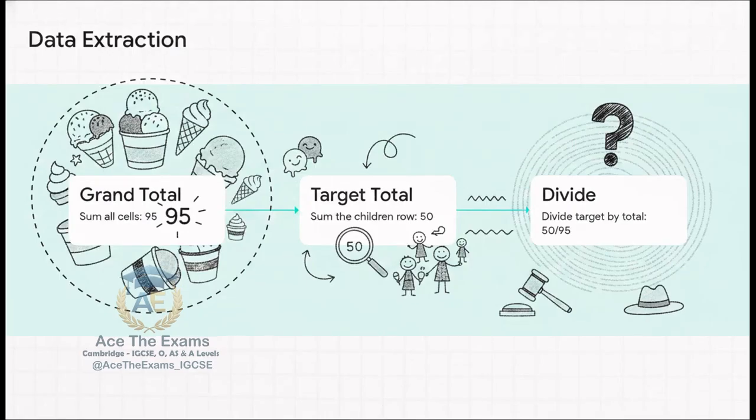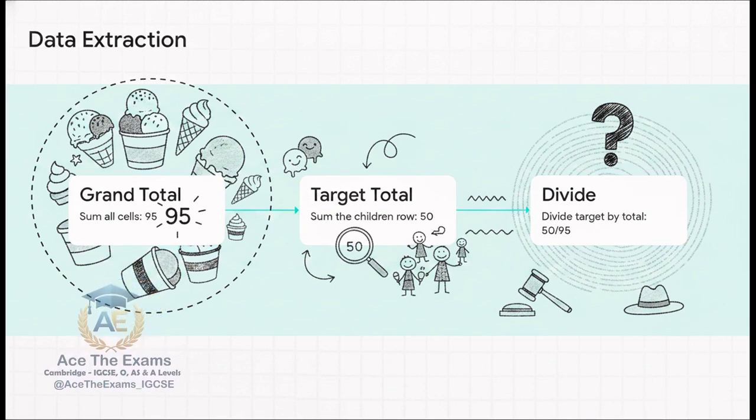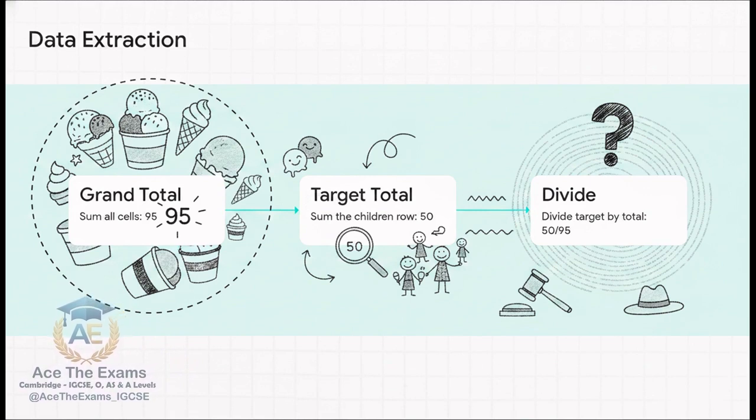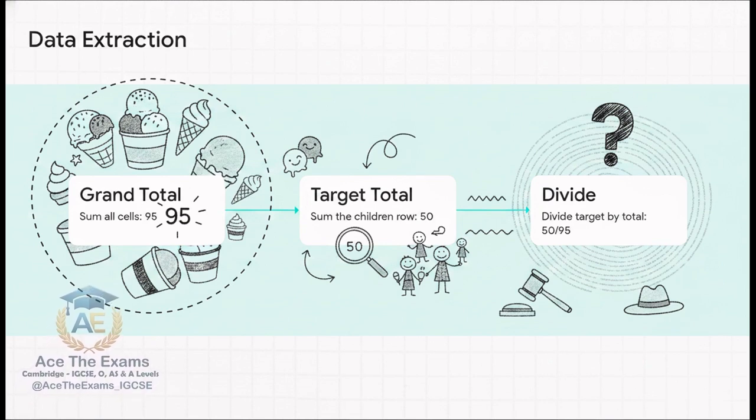Let's do it. First things first, we secure our total denominator. If we sum all the individual cells, 24 plus 15 plus 6 plus 8 plus 14 plus 28, we get our grand total of 95 ice creams sold. This is the denominator for almost every basic probability question in this entire matrix.